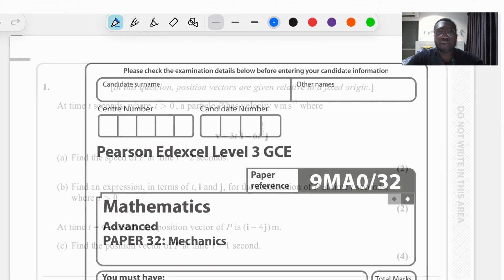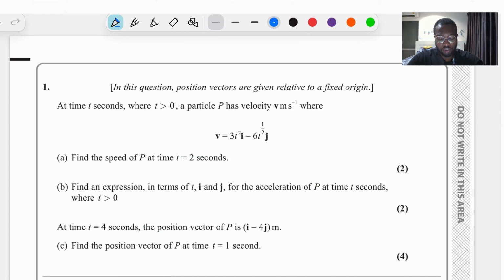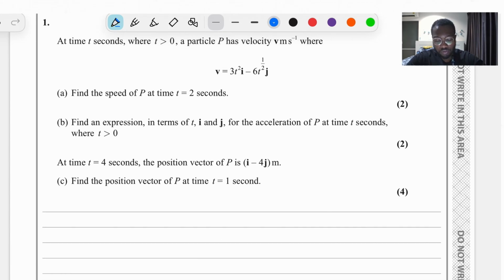First question, we've been given that the velocity is this vector here: 3t squared i minus 6t to the power half j. We need to find the speed of P at time t when t is 2 seconds. This one is fairly simple. To find the speed, we're given the vector, so once we substitute 2 in for t, we need to work out the length of that. First things first, let's substitute in 2 for t.